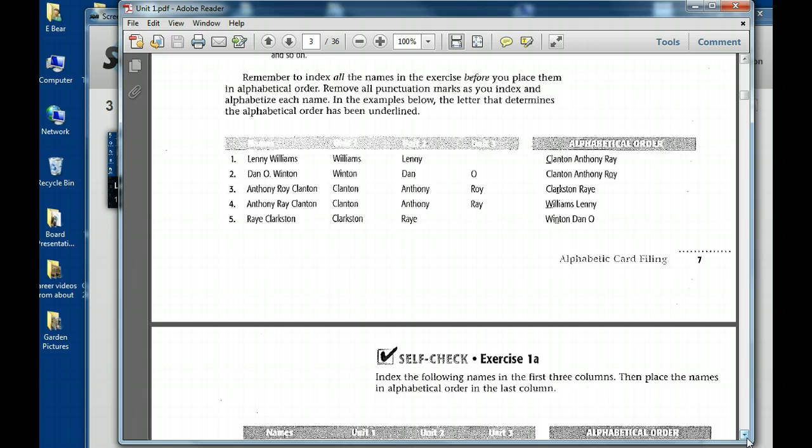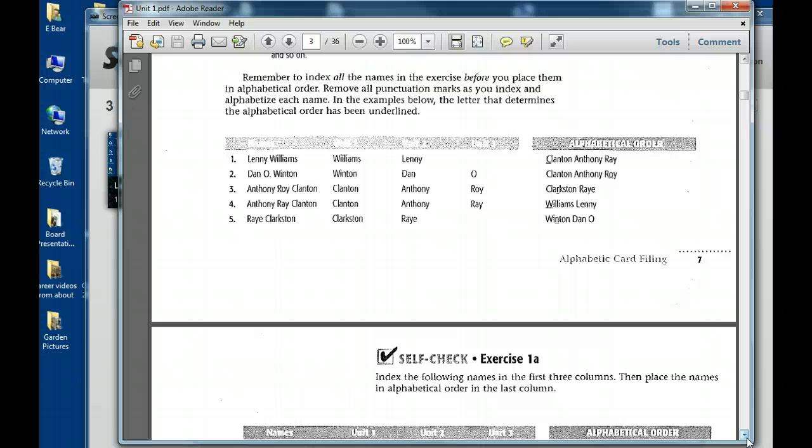In this example, the names Lenny Williams, Dan O. Winton, Anthony Roy Clanton, Anthony Ray Clanton, and Ray Clarkston have been alphabetized. Step 1 is to place all of the last names into the Unit 1 column. For example, number 1, Lenny Williams. The last name is Williams, so it goes under Unit 1.